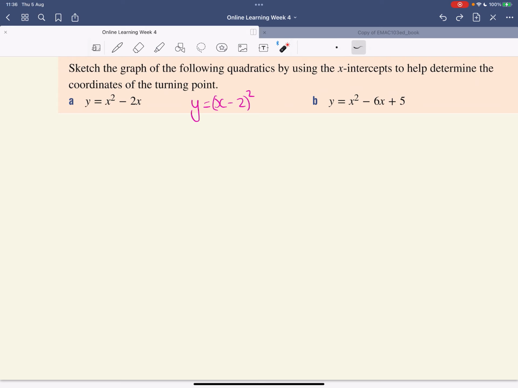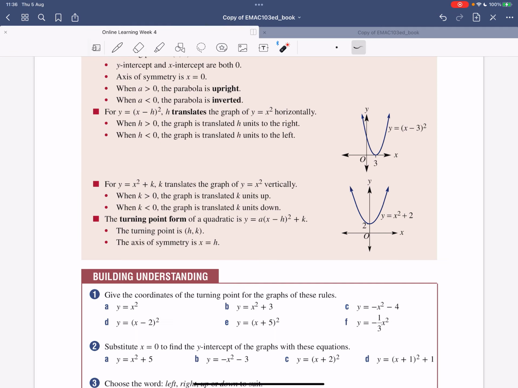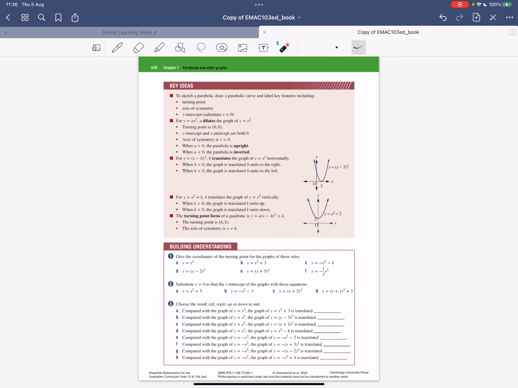Yesterday we looked at examples that look like this, and they take on the standard form which we call the turning point form, or equation. So y equals a(x minus h) squared plus k. And the numbers in those positions each reveal certain information. The information that's revealed is detailed on page 518.